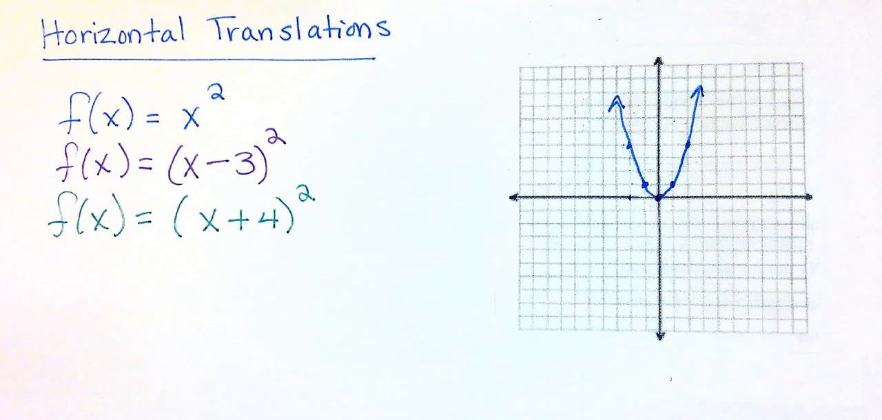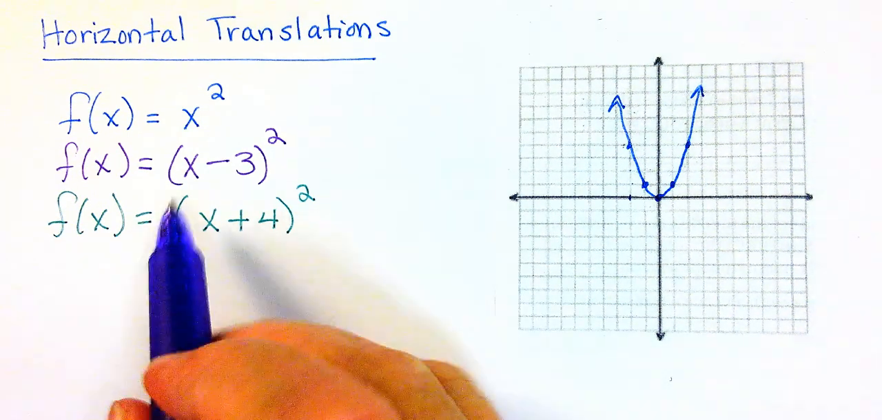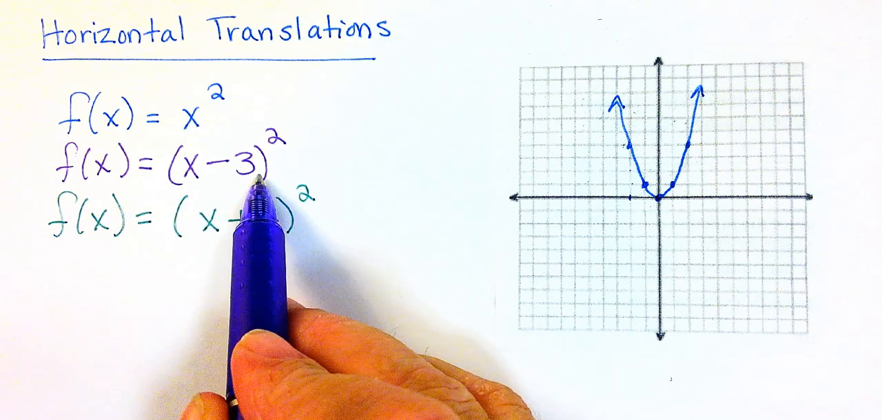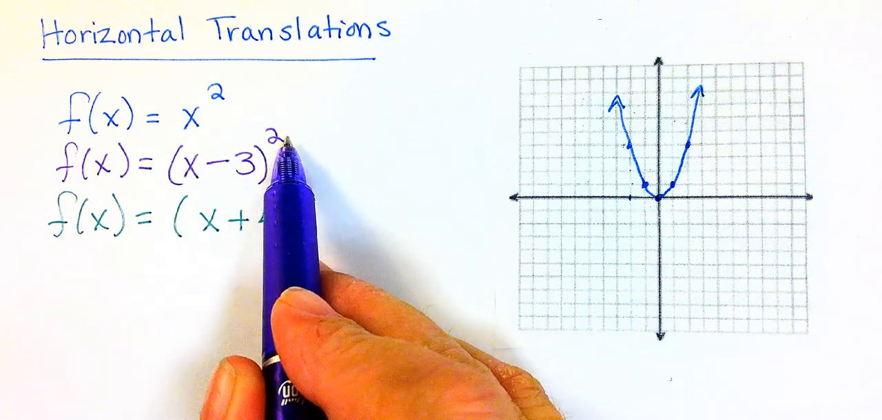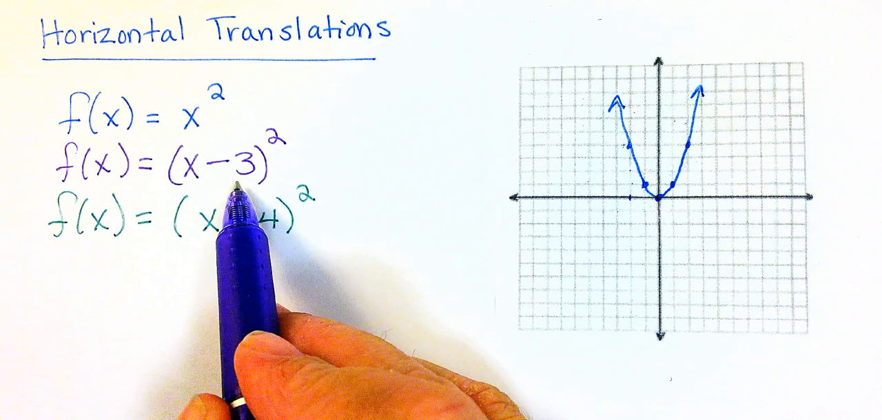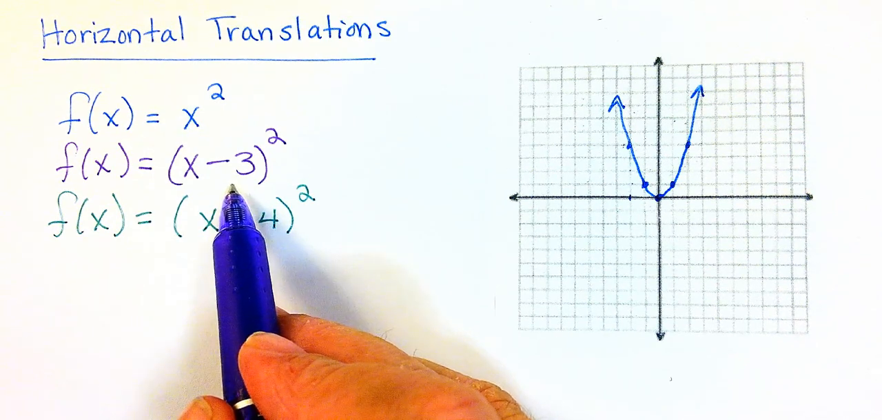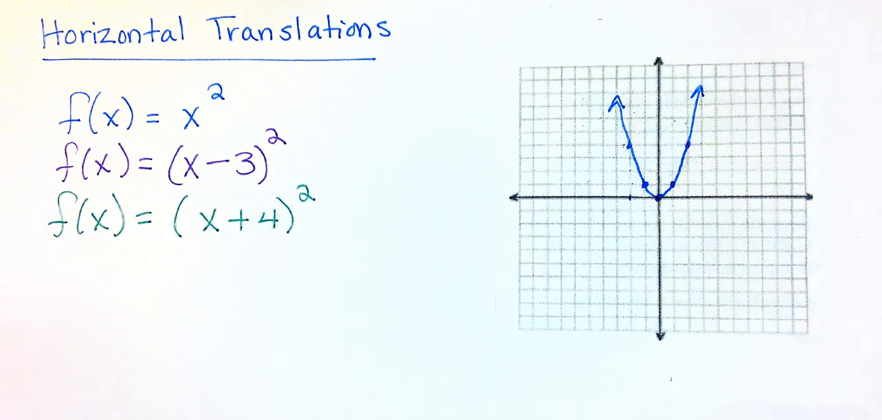Now what we want to consider is what happens when we add or subtract a number inside the parent function. In this particular function, we are considering inside to be inside parentheses. So we're doing something to the function before we square it. Inside can look different depending on the parent function. For example, if this was a square root, inside the square root would be under the square root. If it was a rational, inside would be in the denominator.